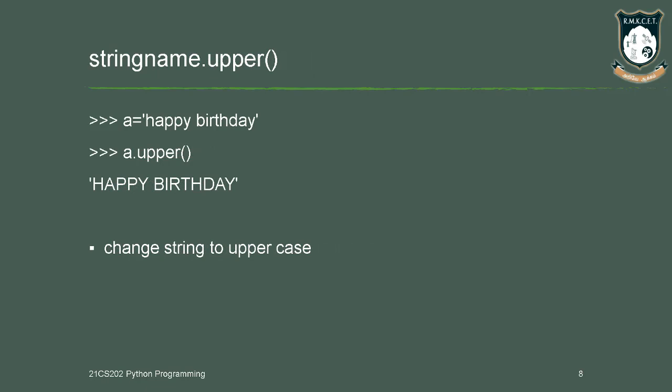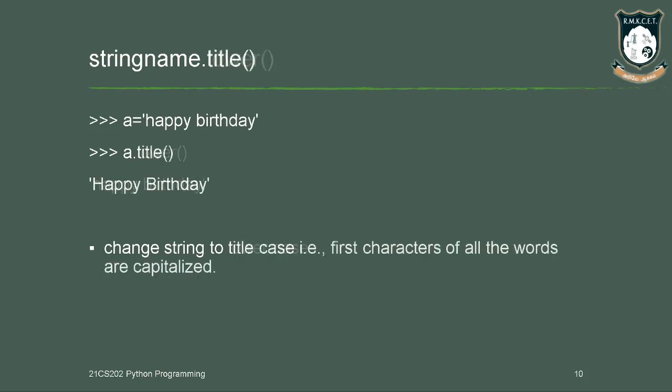Next, upper. The upper method changes the entire string into uppercase letters. Next, lower means the entire string will be changed into lowercase, small letters in alphabets. Then title. Title means the first character of each word will be changed into an uppercase letter. Here you can see the difference: the H and B in the string have been capitalized.